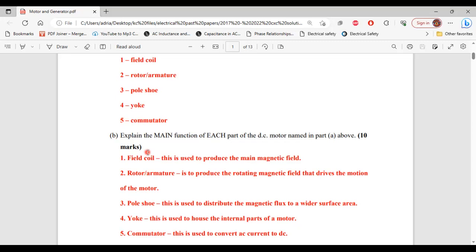Next up, we have the horseshoe. This is used to distribute the magnetic flux to a wider surface area. For the yoke, this is used to house the internal parts of the motor. And finally, the commutator. This is used to convert AC current to DC current. All right, so that's it for part B.